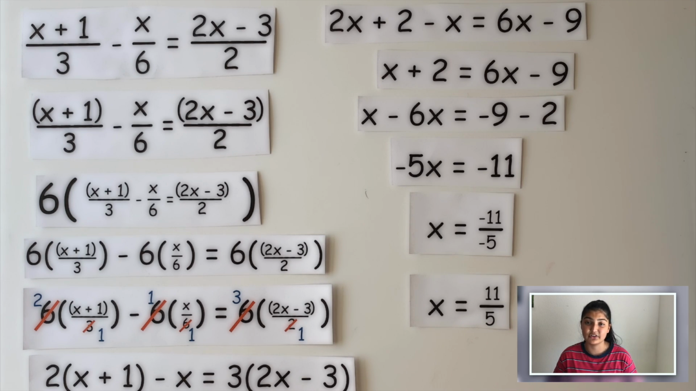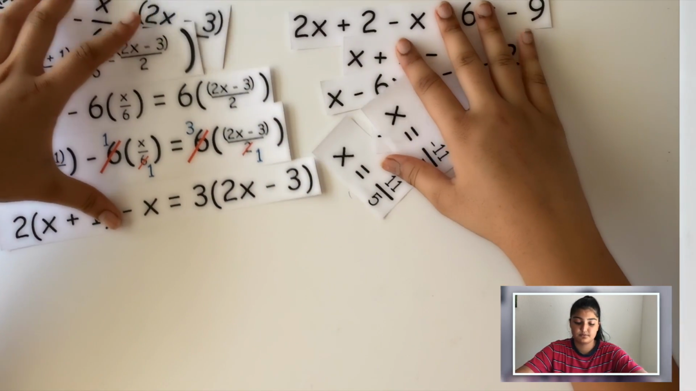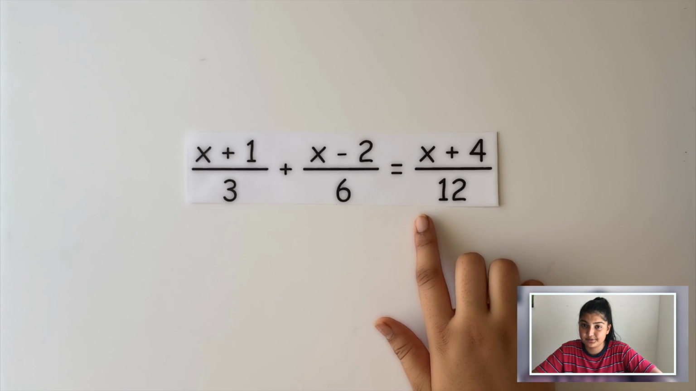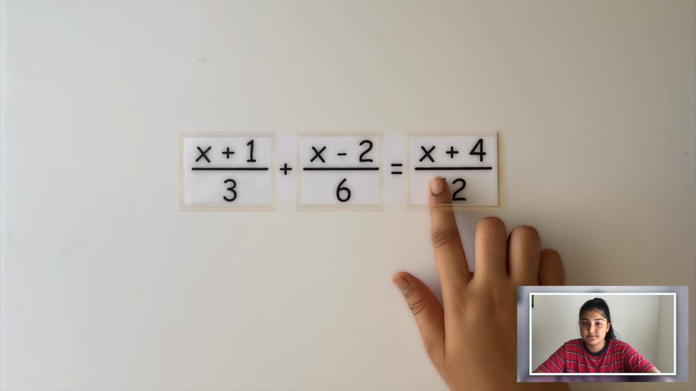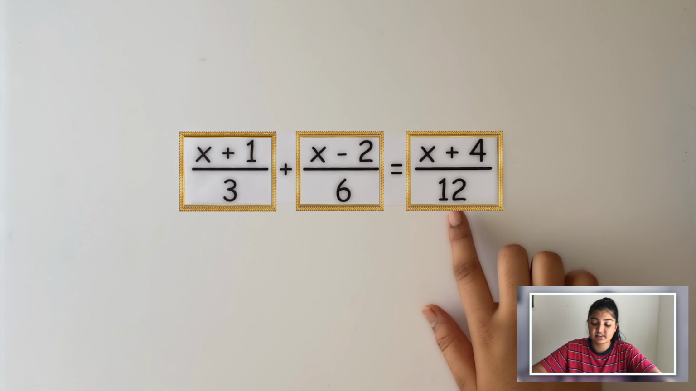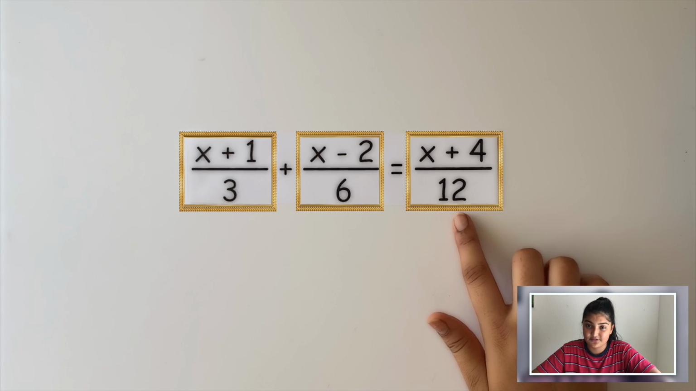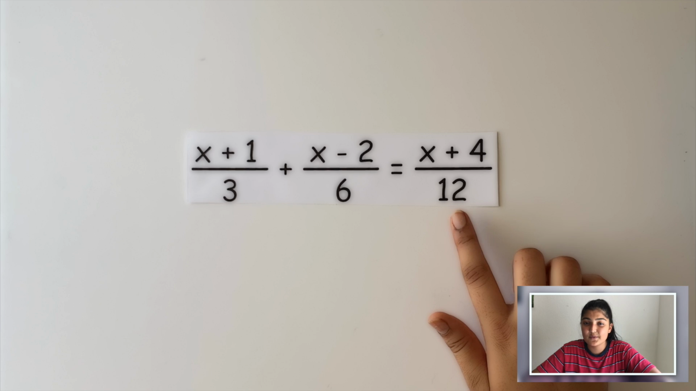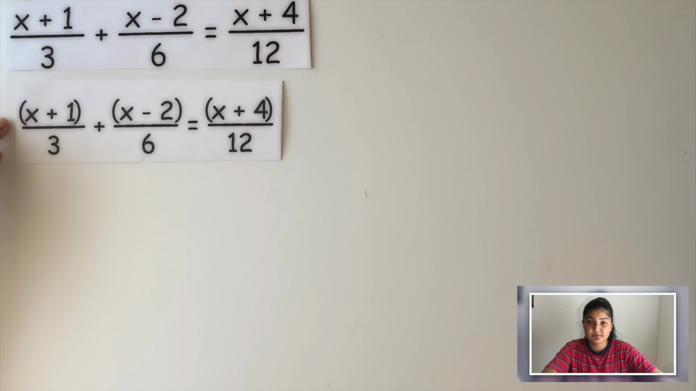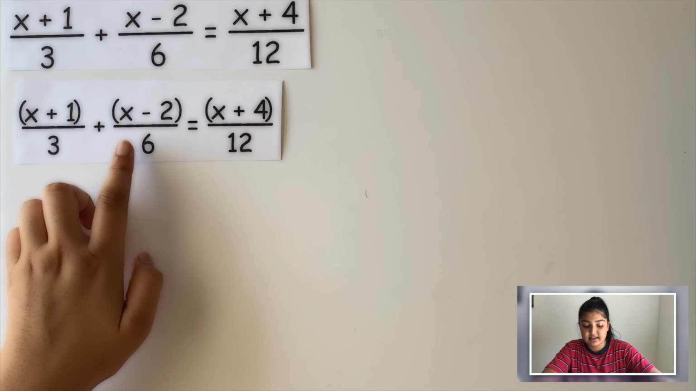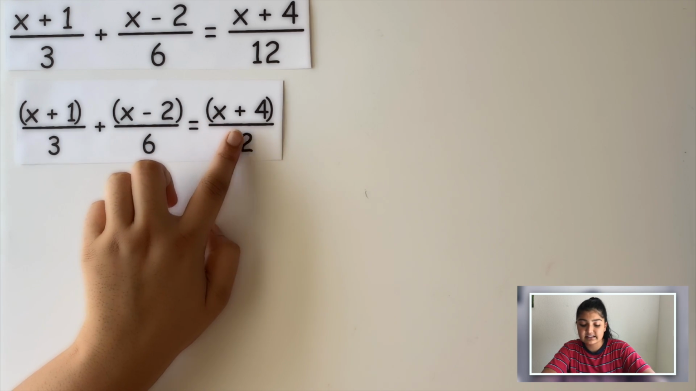Now let's look at a final example. Here's another equation. In this equation, x is the variable. There are 3 terms, and each one of these terms is a fraction. Now, let's solve this equation to find the value of x. So, let's use parentheses wherever we can. We can place parentheses around x plus 1, x minus 2, and x plus 4.